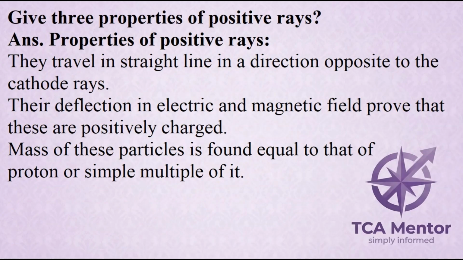Give 3 properties of positive rays. Answer: Properties of positive rays. They travel in a straight line in a direction opposite to the cathode rays. Their deflection in electric and magnetic fields proves that these are positively charged. The mass of these particles is found equal to that of a proton or a simple multiple of it.